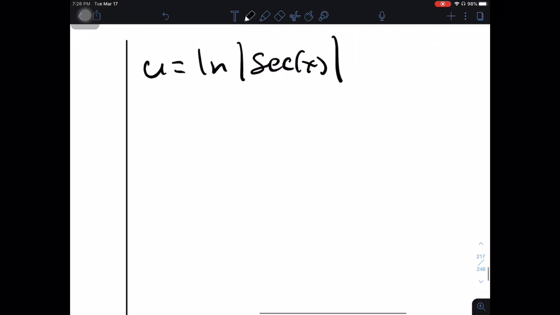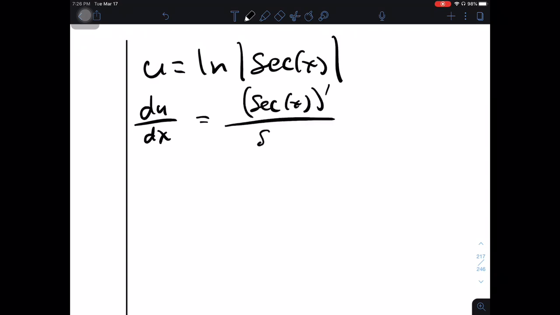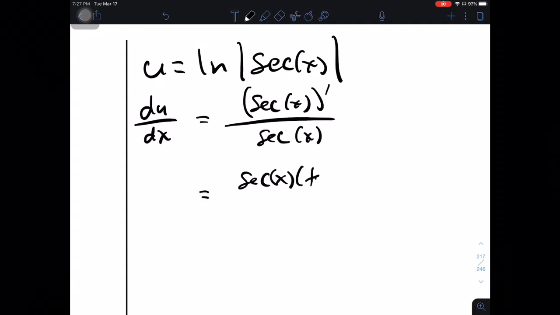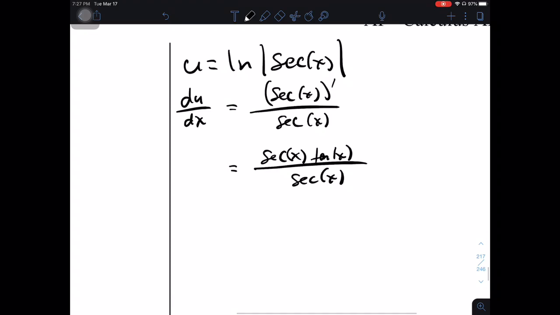If we find the derivative with respect to x of both sides, on the right side, to find the derivative of natural log of something, you take the derivative of the top, the numerator is the derivative of the argument, and the denominator is the original argument. The derivative of secant is secant of x tangent of x. And then look how convenient this is. The secants cancel.